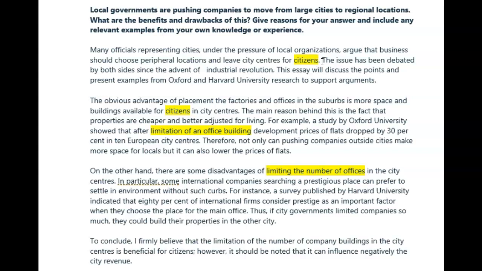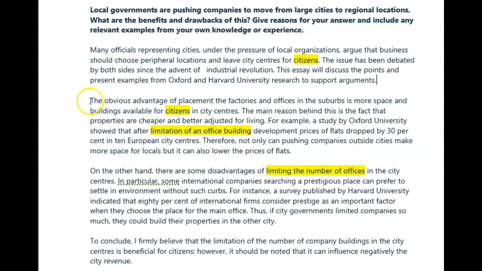Or you could even say, if you wanted to, for families, as opposed to making the contrast of for businesses. This issue, or the issue, has been debated by both sides since the advent of the Industrial Revolution. And you need capital I, capital R, because this is a point in history. This essay will discuss the points and present examples from the whole. Yeah, good. So, lovely introduction.